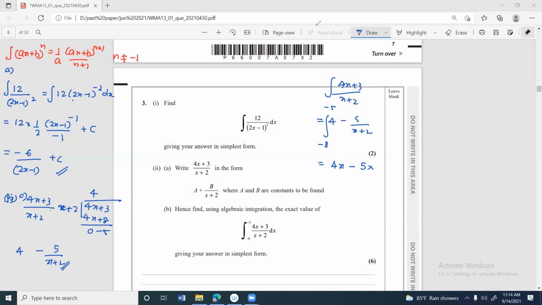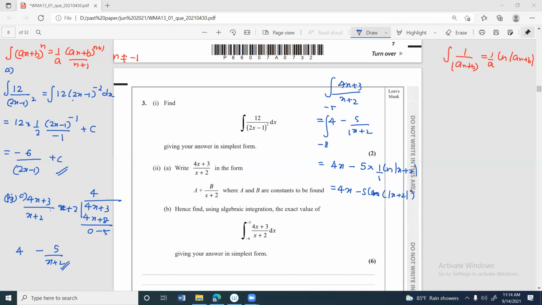I told you this theory. If you integrate 1 over ax plus b, I told you that the earlier formula is only valid for the case where n is not equal to minus 1. For this case, the answer is 1 over a ln ax plus b. That's the exception we can see. With 5 into this, you can write 1 over the coefficient of x, which is 1 over 1, ln x plus 2. So this answer is 4x minus 5 ln x plus 2.